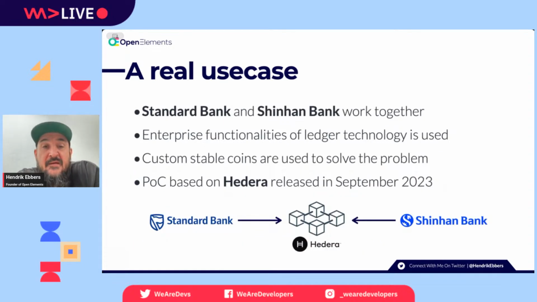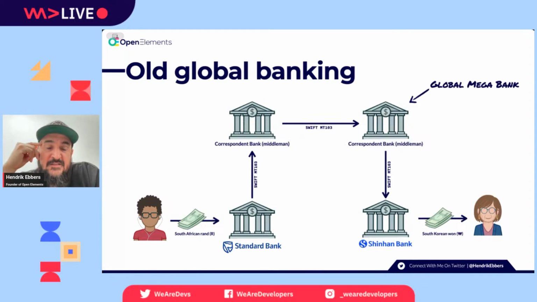So for that, Hedera and the Standard Bank and the Shinhan Bank created a POC using Hedera as a distributed ledger to create a new way such transactions might work. Today, without a distributed ledger, a transaction works like this: instead of sending money directly from the Standard Bank to the Shinhan Bank, we have what I call global mega banks, like one bank, for example, in Africa, and one bank, for example, for the Asian market.